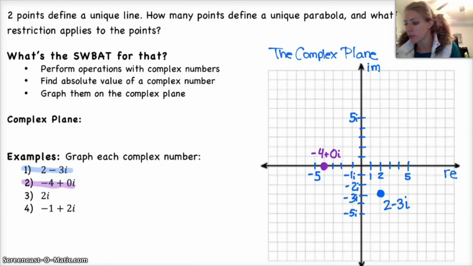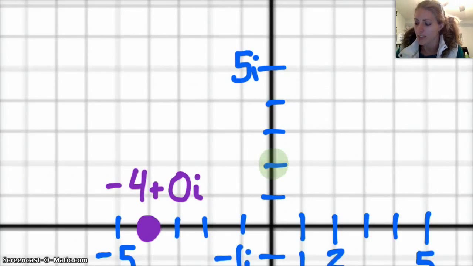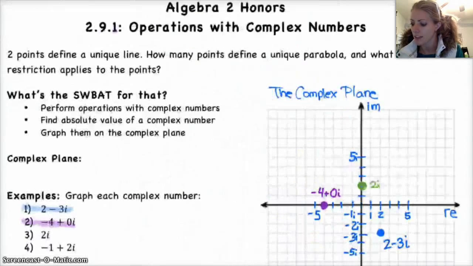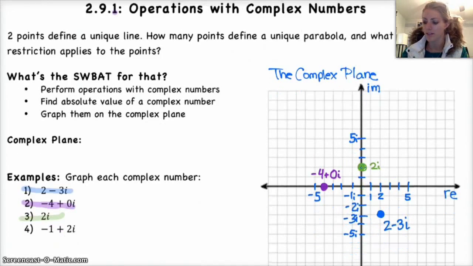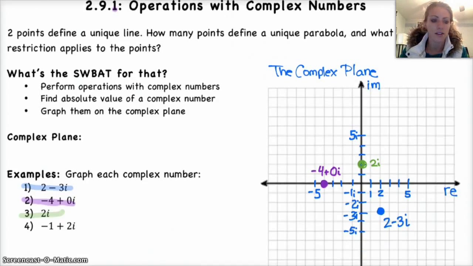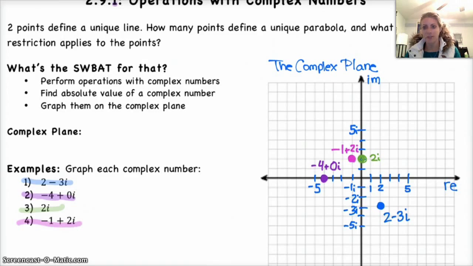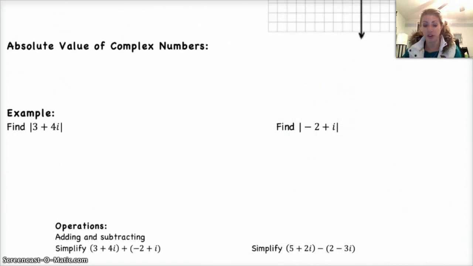There's no real part, so you only put a dot on the imaginary axis at positive 2i, which is right there. That's 2i. And then the last example is -1 plus 2i. So I go -1 on the real axis and up 2 on the imaginary axis. And that's how you graph imaginary and complex numbers on the complex plane. Good job!